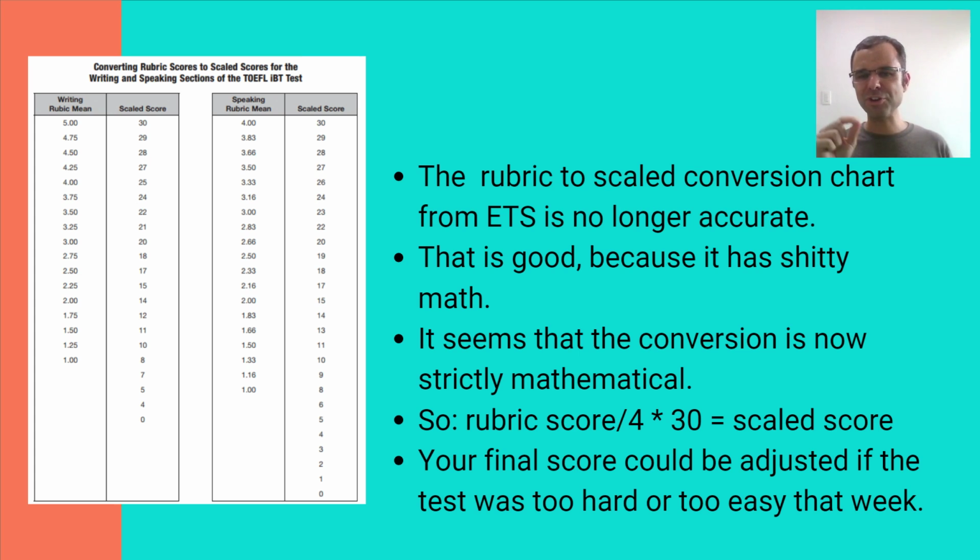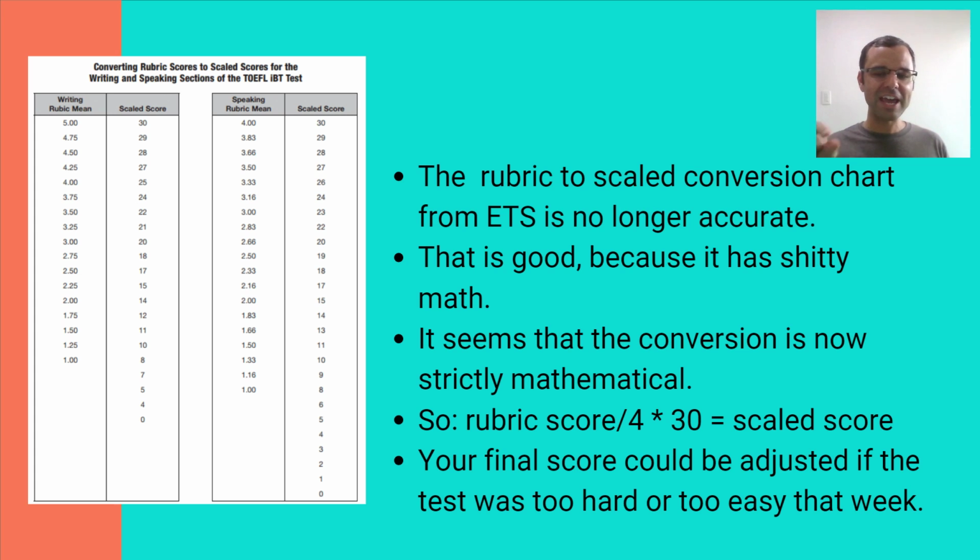But now, the good news is that it seems that the conversion is now strictly mathematical. So basically, you take the rubric score, you divide it by 4, you multiply it by 30, and that gets you a scaled score. So you don't even need a chart. You can just do the math, right? Now, that formula, I didn't double check it. I'm not a mathematician, but basically, it's a strictly mathematical conversion.